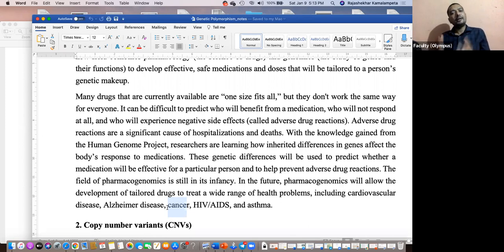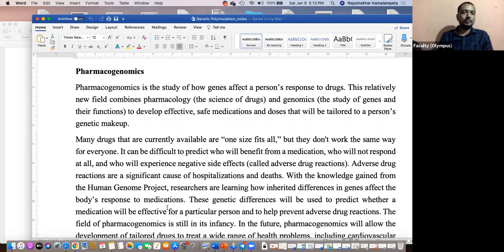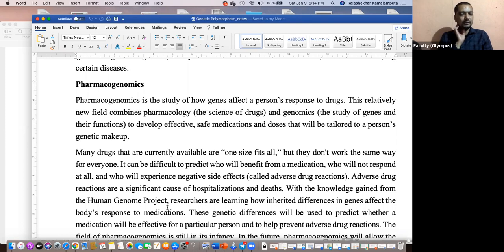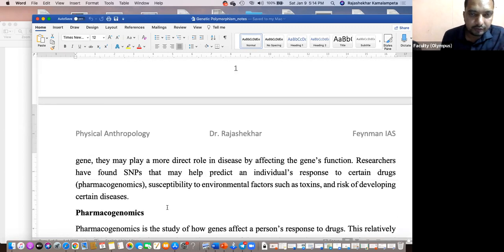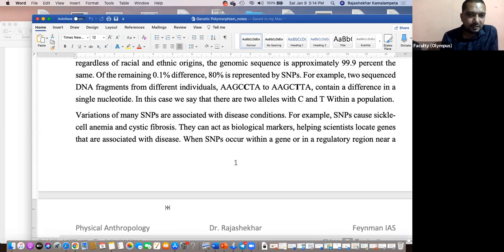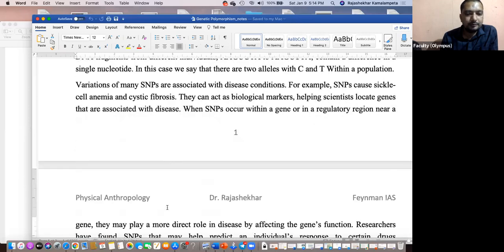So we are guided by the genetic information nowadays. So this can be called tailored drugs, personalized drugs, and this comes under pharmacogenomics. And what is the connection to SNPs? Because SNPs are guiding us towards the direction. Okay, right. This is briefly about the very important form of genetic polymorphism, which is SNP, single nucleotide polymorphism.